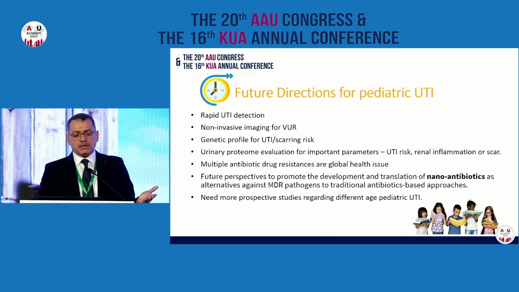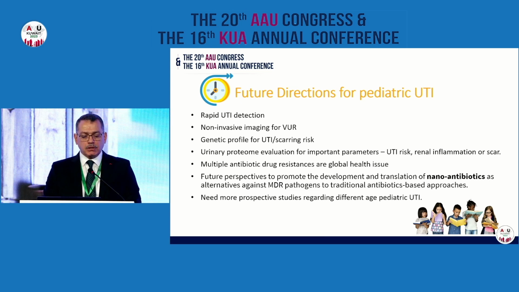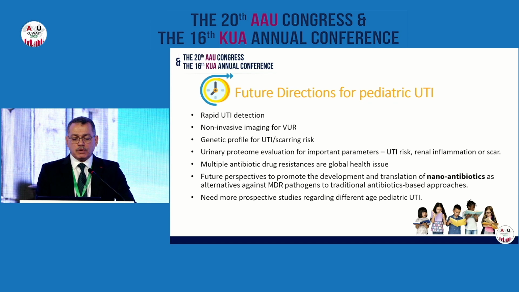So what are the future directions for pediatric UTI? The vision should be directed to rapid UTI detection, non-invasive imaging for VUR, genetic profiling for UTI scarring risk, and urinary proteome evaluation for important parameters like UTI risk, renal inflammation or scars.